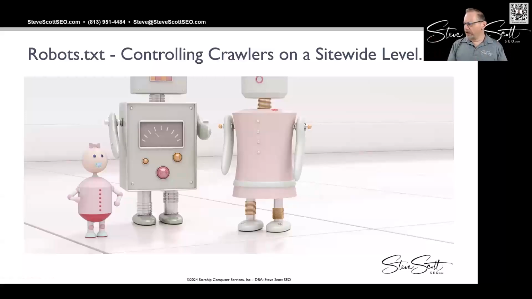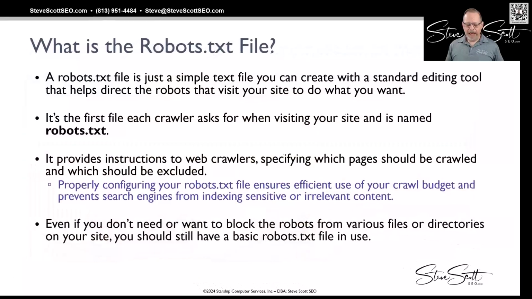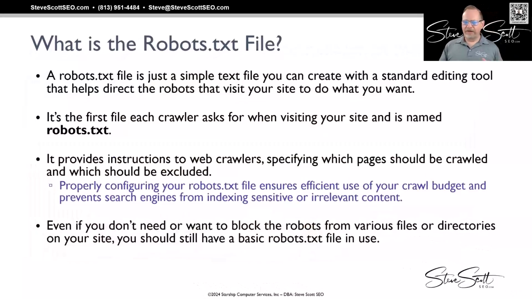So let's start out with the robots.txt file, as opposed to the meta robots tag. We're going to get to that after. But let's talk about the robots.txt file, which is where you control what the crawlers do on a site-wide level, basically. And really, it is a text file. It's just a simple text file you can create with any kind of standard editing tool. It helps direct the robots that visit your website to do what you want them to do.